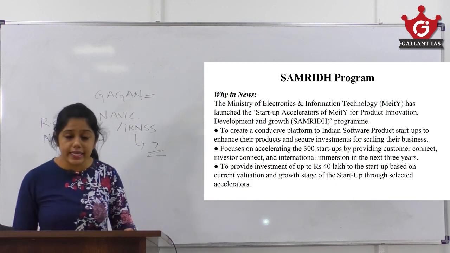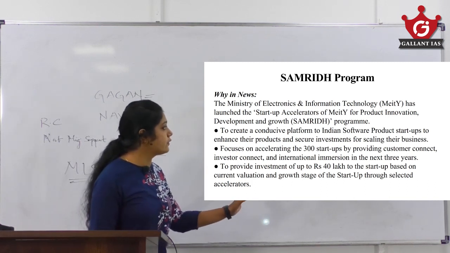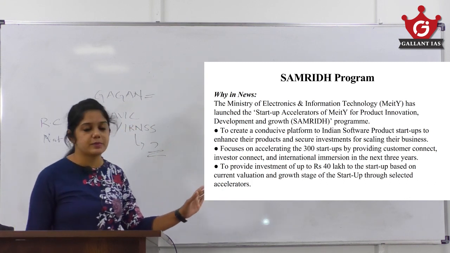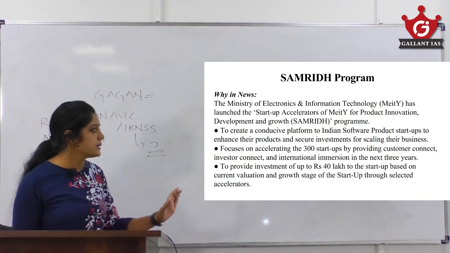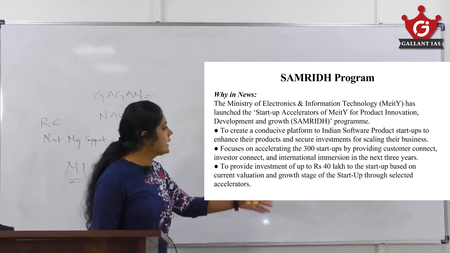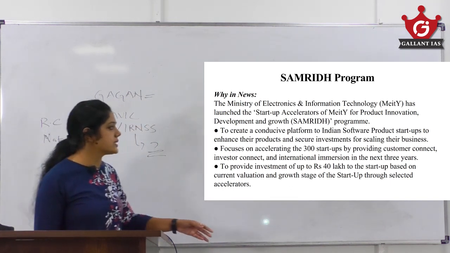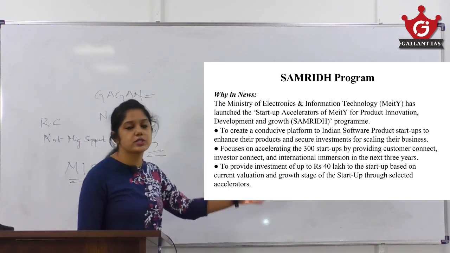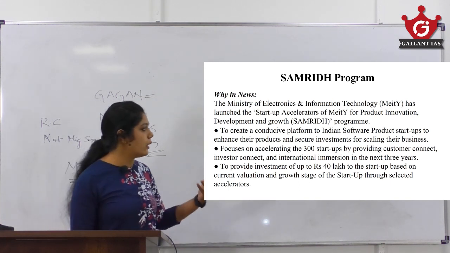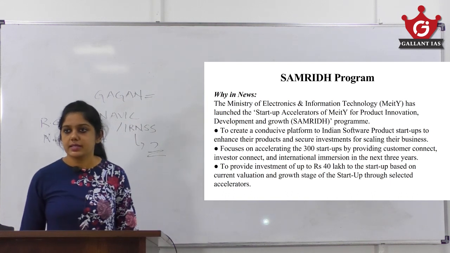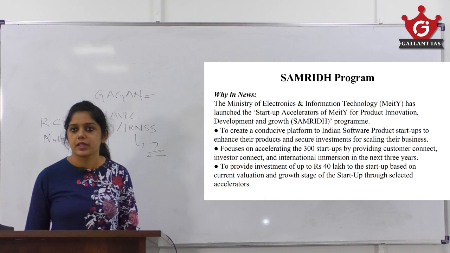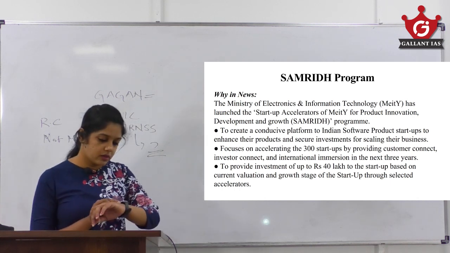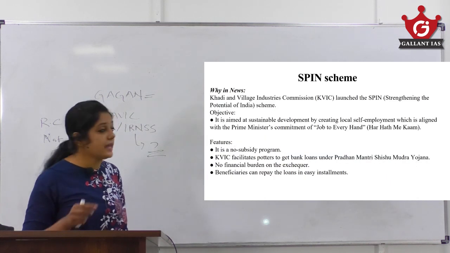What is the aim? To create a conducive platform for Indian software product startups. So it aims at startups and entrepreneurship, and it will provide an investment of up to 40 lakh to the startup based on current valuation and growth stage of the startup. So what amount? 40 lakhs. Samridh scheme. So which ministry? Ministry of Electronics and Information Technology. Samridh program. Okay. Next is SPIN scheme.